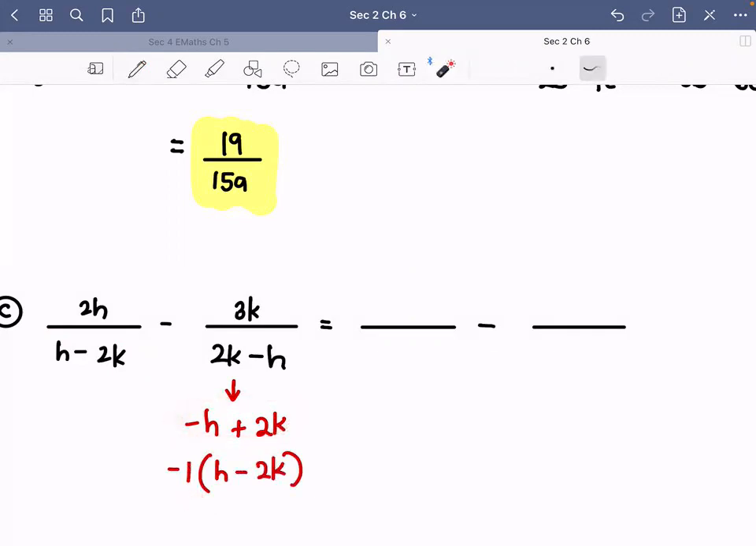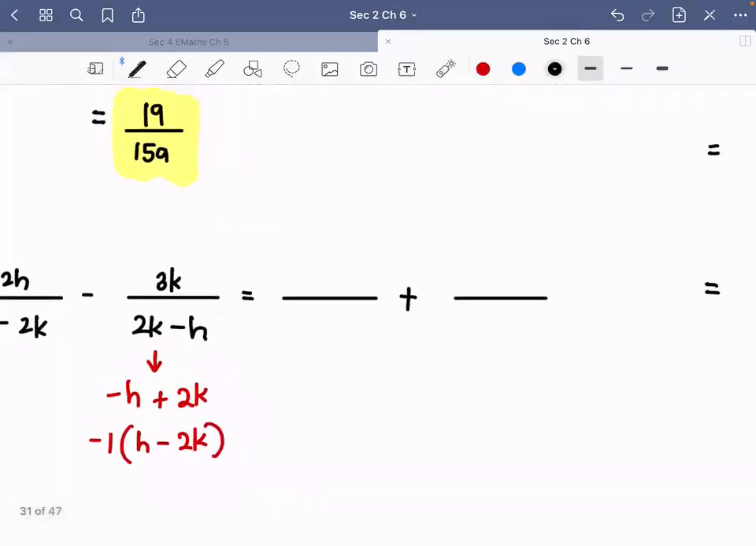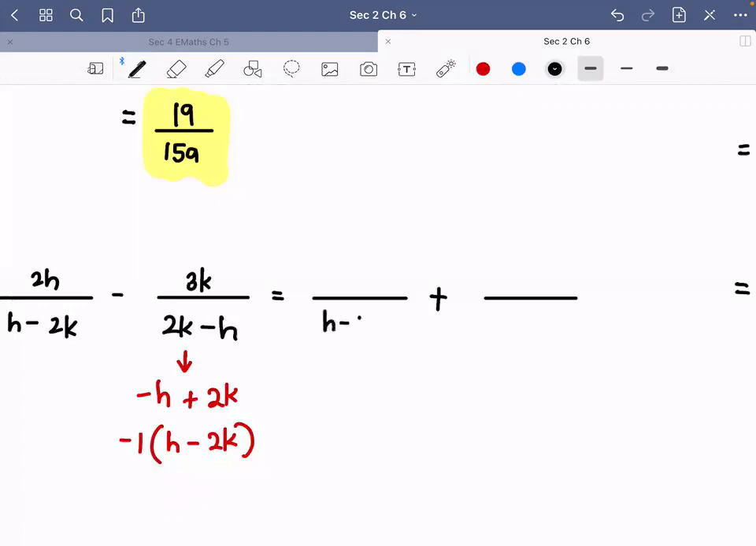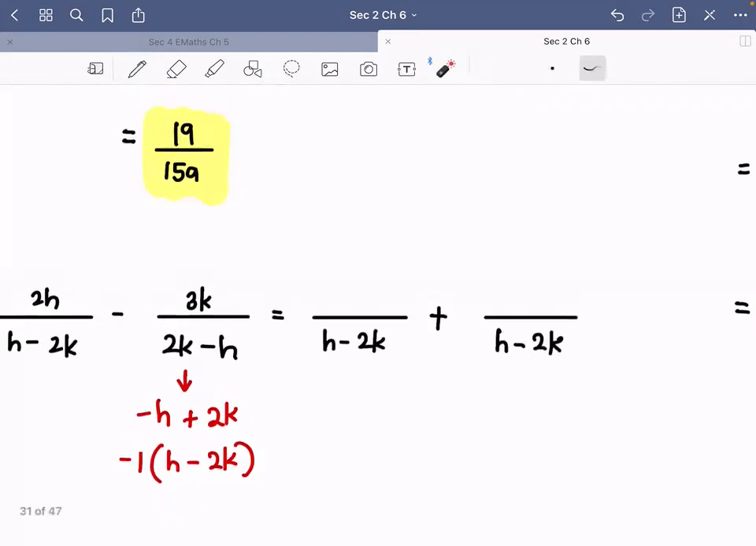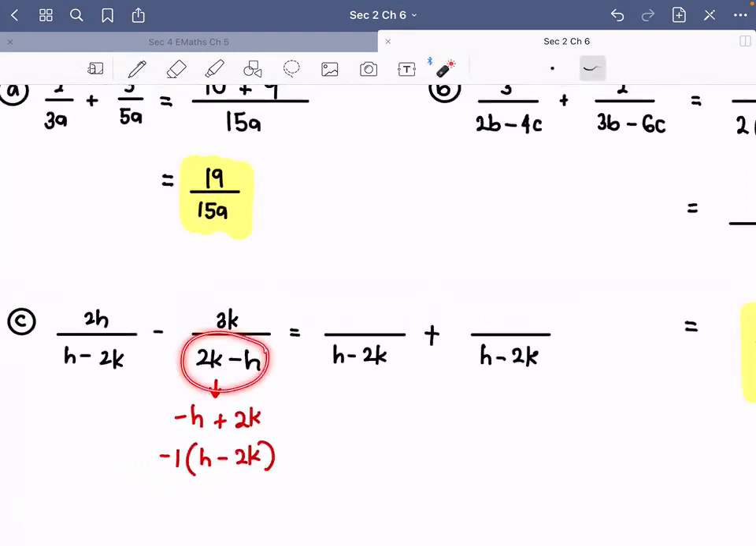So what happens with this negative 1? This negative 1 will now be multiplied with this negative sign, so instead of minus, it now becomes a plus. So that's what happened. Therefore, I now have similar fractions: h minus 2k, and then h minus 2k. So that's the process of how 2k minus h became h minus 2k.